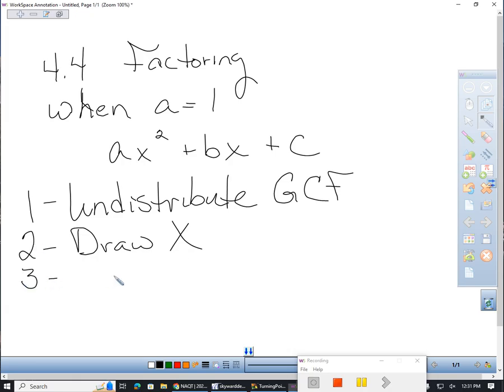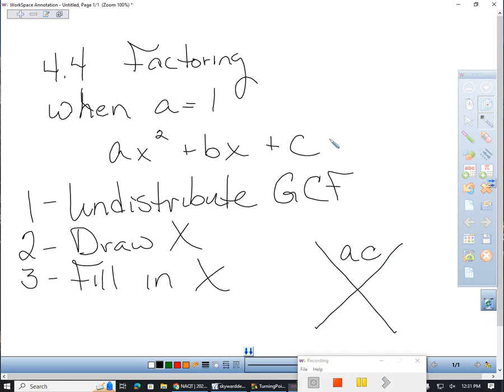Step 3, we're going to fill in the x. On the top is a times c, so the coefficient of the front number times the last number. On the bottom is your b value. Step 4, solve the x. Remember, it has to multiply to the top and add to the bottom.